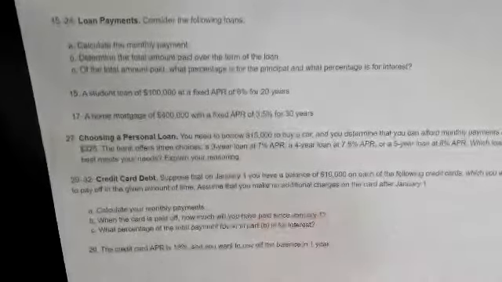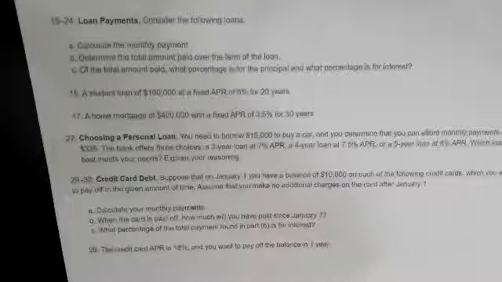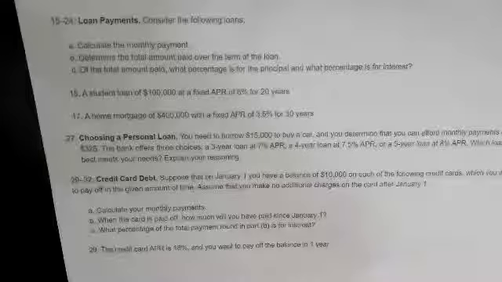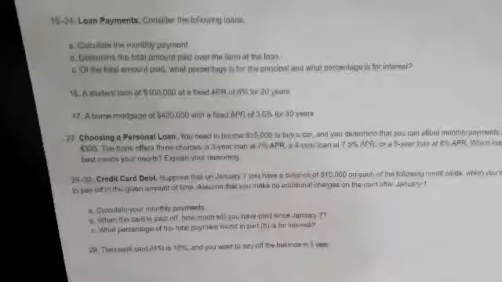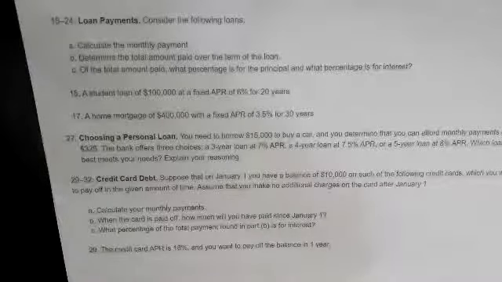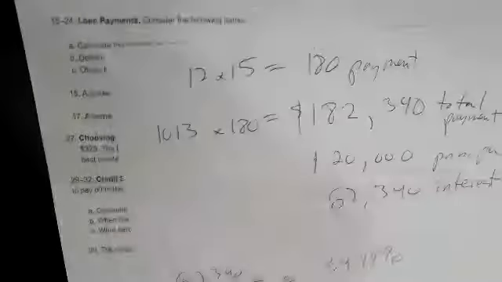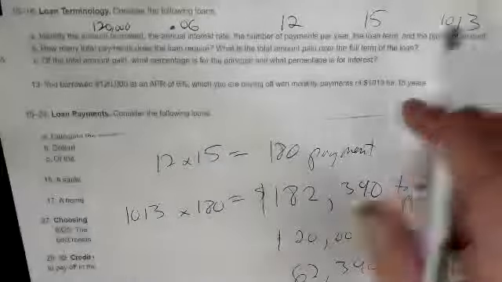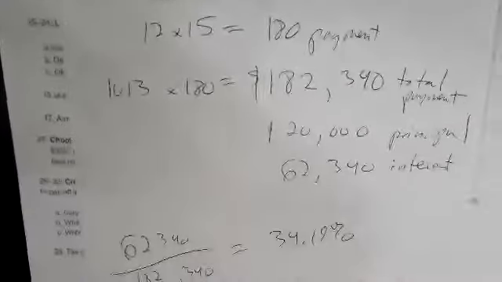Where are we on 15 now? 15 and 17. I think we're finally getting to use that formula now. Calculate the monthly payment, determine the total amount paid over the term of the loan. Of the total amount paid, what percentage is the principal and what percentage is for interest? Again, on this one, they didn't make us use the formula. They're just giving us the payment. So now we're going to have to figure out what the payment is.